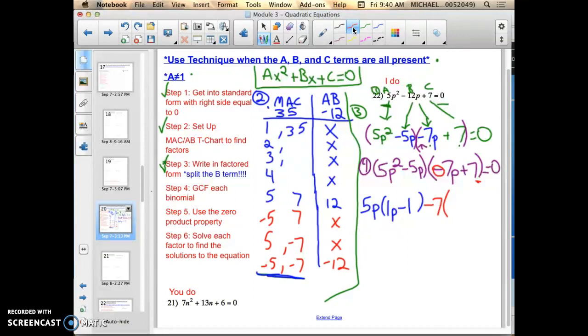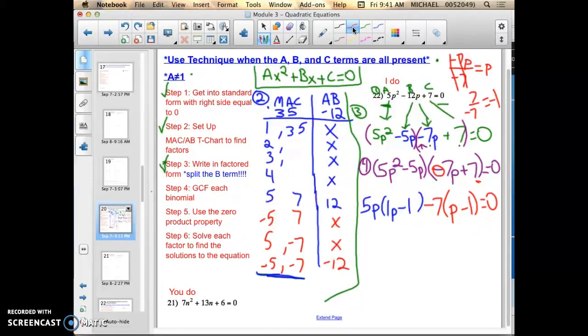Now, when I divide out a negative 7 from each term, negative 7p divided by negative 7, the negative 7's cancel out and it becomes a positive p, because a negative divided by a negative turns positive. I can show that work: negative 7p divided by negative 7, the 7's cancel out and the negatives cancel out, and I'm just left with p. And then 7 divided by negative 7 equals a negative 1. So minus 1. And I am done.